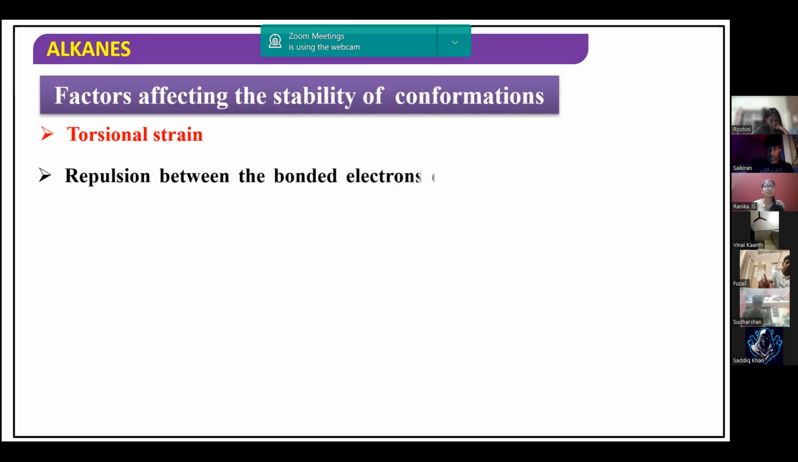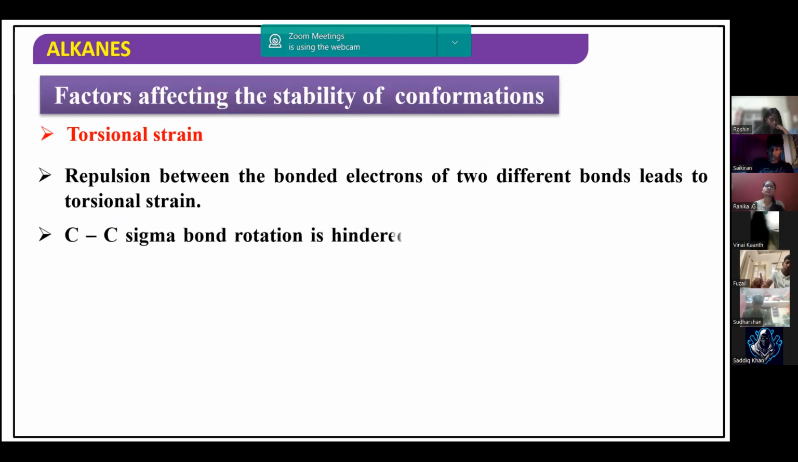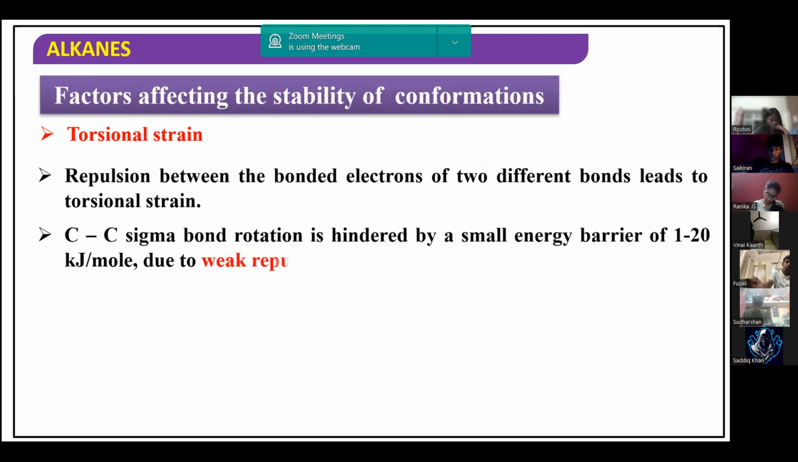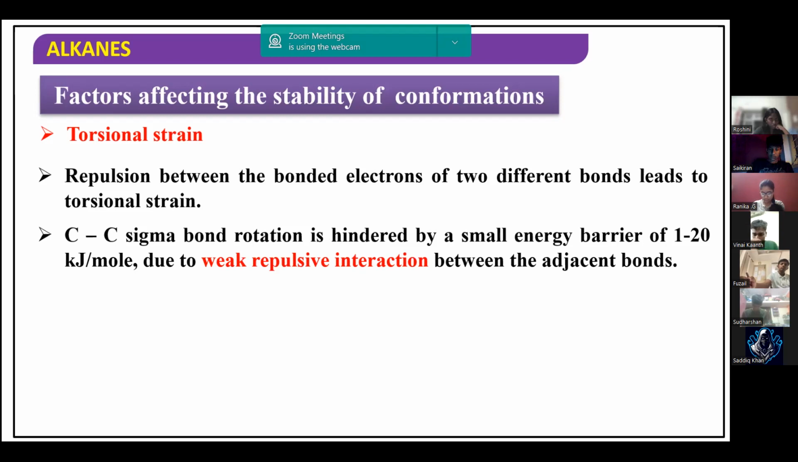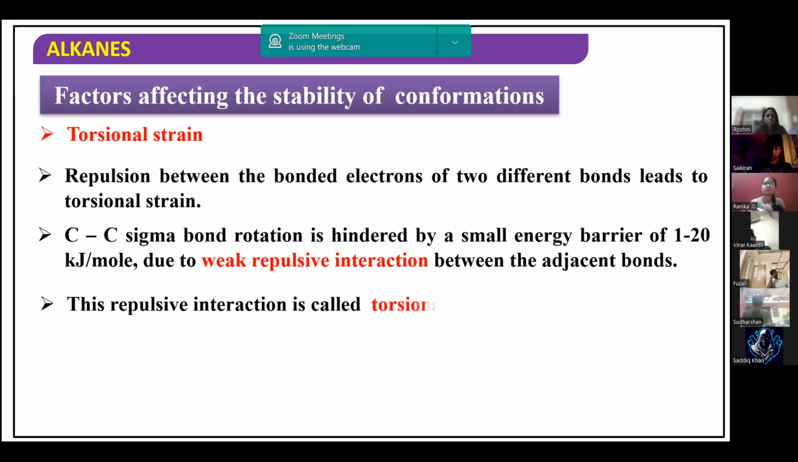Torsional strain is the repulsion between the bonded electrons of two different bonds. Carbon-carbon sigma bond rotation is hindered by a small energy barrier of about 1 to 20 kilojoules per mole, due to weak repulsive interaction between the adjacent bonds. Rotation is free, I said, but not completely free. It has some energy barrier. You need some energy to rotate. We can get that energy from room temperature itself, no doubt about that, but some energy barrier is required for the rotation. So there is a repulsive interaction between the bonded pairs of electrons. We call it torsional strain.